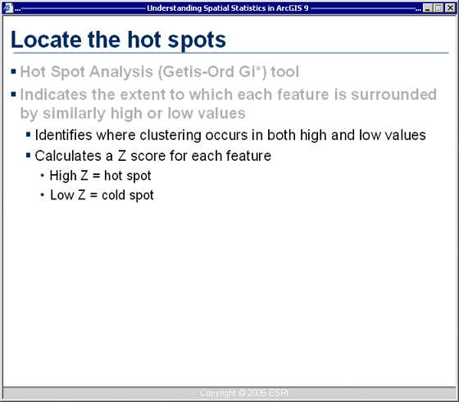This tool identifies clustering in both the high and low attribute values. A standardized z-score is calculated for each feature. A high z-score results when a feature has a high value and is surrounded by other features with high values. This is a hotspot. Similarly, a low z-score results when we have features with low values surrounded by other features with low values. This is a cold spot.